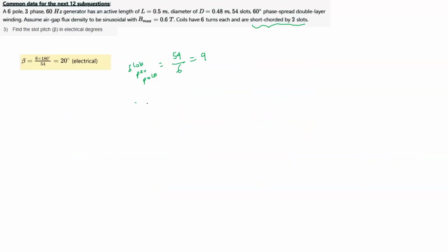For taking care of the short chording, we have something called the pitch factor, which you don't need to worry about now. So we know that 9 slots have 180 degrees electrical. So one slot will have 180 degrees by 9, which is 20 degrees electrical. Now please read the question carefully to see whether they are asking for electrical degrees or mechanical degrees. Here they are asking electrical degrees, so that is sufficient for us.